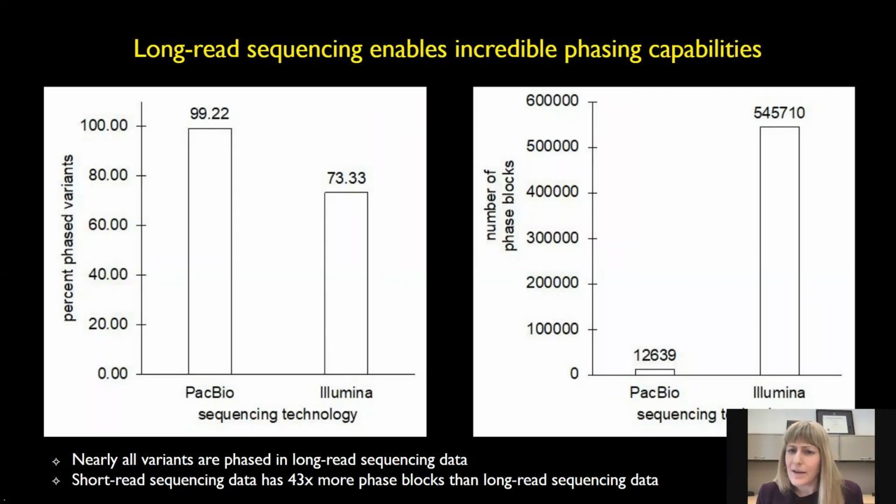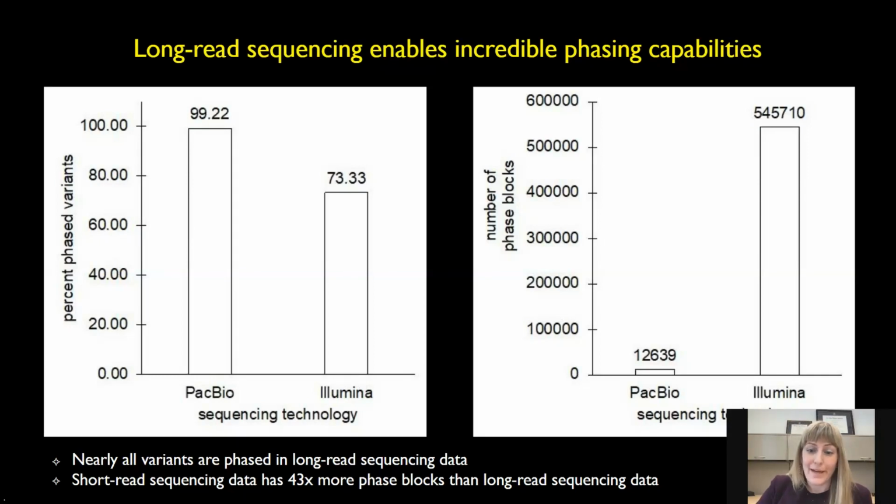Now I'm going to show you some information where we looked at the statistics about this, and I do apologize, these were colored. I think they've been converted to black and white here. But basically, hopefully you get the sense of it. On the left-hand side, what I'm showing are the percent of phased variants. And what I hope you appreciate is that of the variants that you could potentially phase with PacBio, you can phase almost all of them, which is incredible. With Illumina, that's lower. And then likewise, on the right-hand side, what you can see is there are about 43 times more phase blocks detected in short-read sequencing data than in long-read sequencing data.